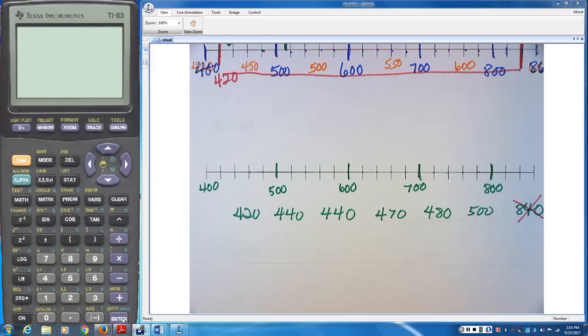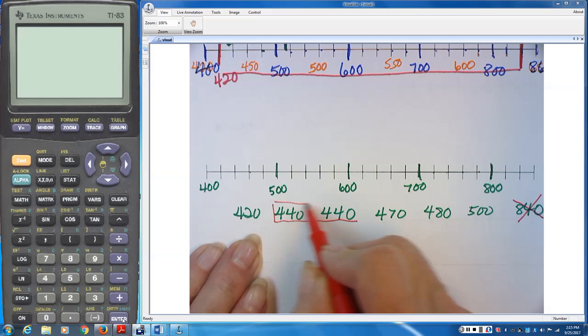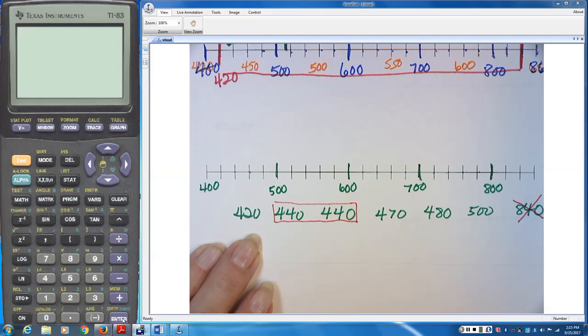So if we toss that one out, then here's our new mean, median, and mode. We're going to start with the mode. Did the mode change? No. Usually the mode doesn't change if you take off the extremes. So the mode's still 440.